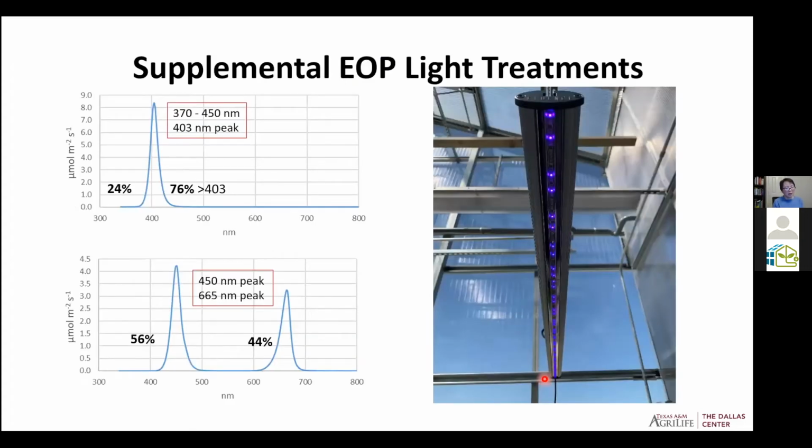With this question, we started our research, and here are the UVA LED lights. These UVA LED lights have a peak of 3 nanometers, and a quarter of the photons fall into the UVA, and three quarters fall into the blue light range. And then we also compared with their red and blue light.